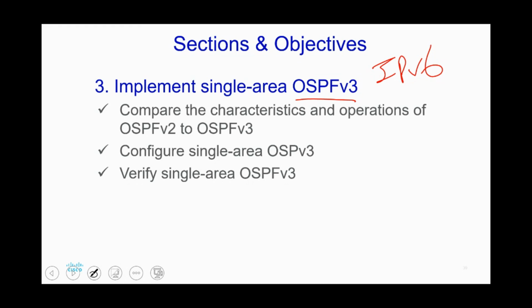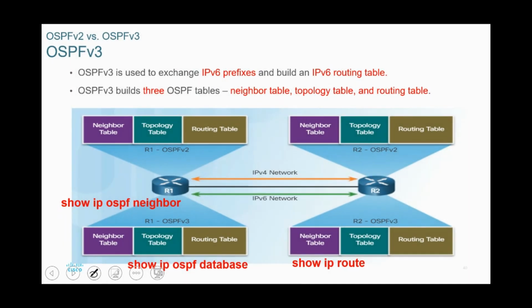So I'm going to compare the characteristics and operations of v2 and v3. Every time I talk about v2, you have to remember that it refers to IPv4 OSPF, and when we talk about OSPFv3, it refers to IPv6. So again, we're going to configure single-area OSPFv3, and you have to verify single-area OSPFv3.